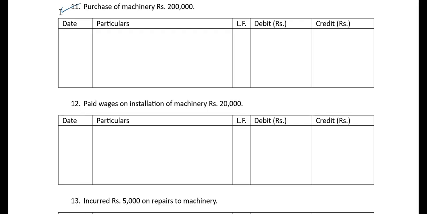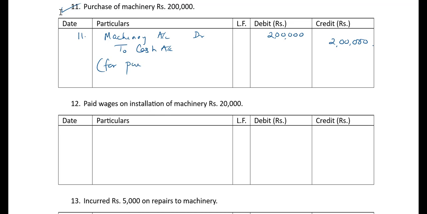Eleventh transaction, purchase of machinery rupees 2 lakh. Machinery account debit to cash account 2 lakh rupees for purchase of machinery.